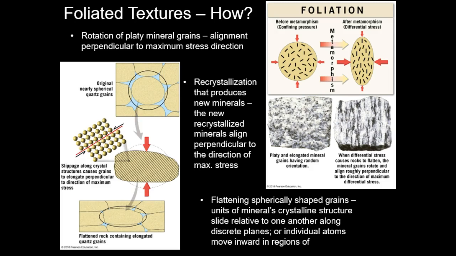Overall, this shortens the grains in one direction and will elongate them in another direction. In both of the cases of flattening, the mineralogy remains the same, and usually the targeted minerals are those that are more spherical in nature, like quartz or olivine or calcite, for example.